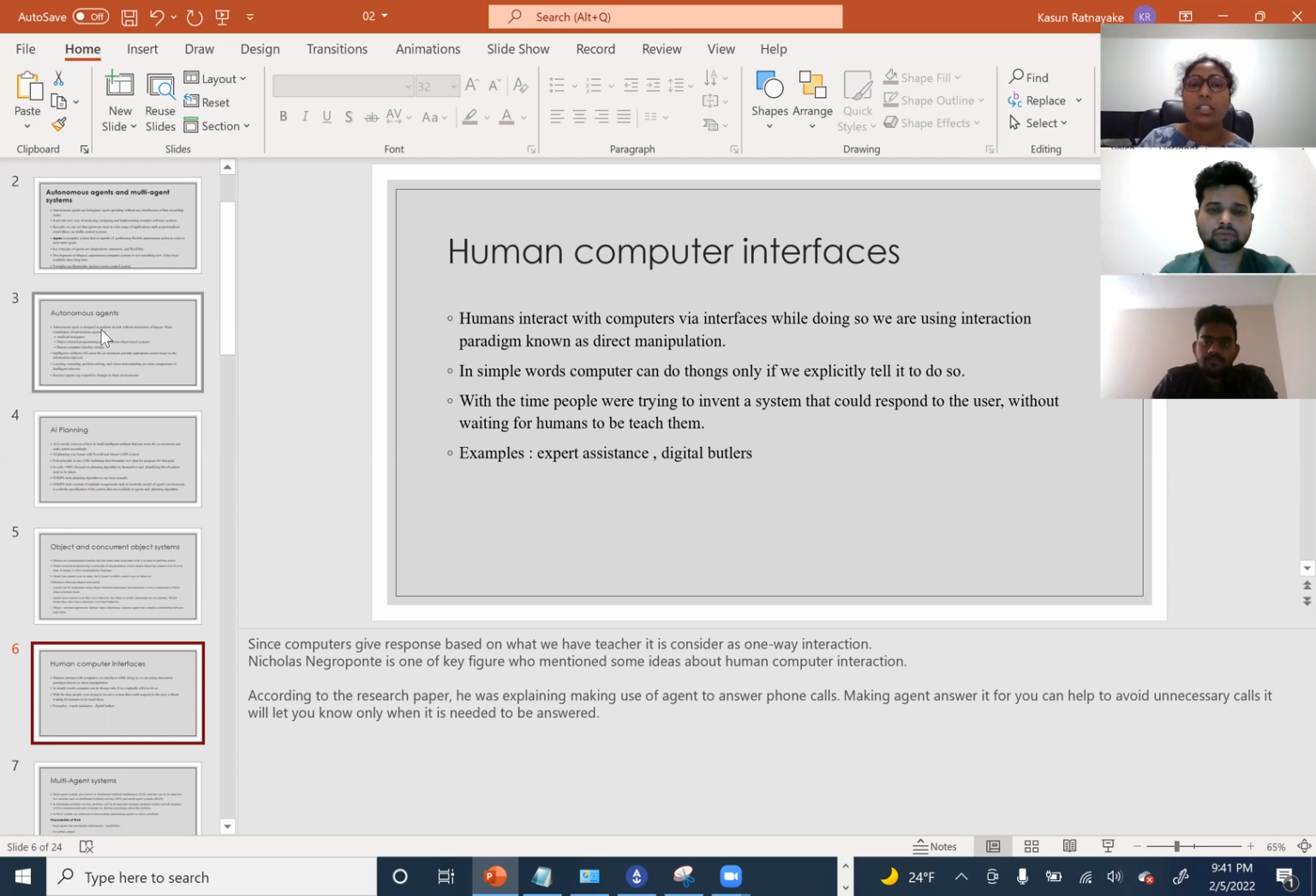With time, people tried to invent systems that could respond to users without needing humans to teach them beforehand. For example, expert assistants or digital butlers.